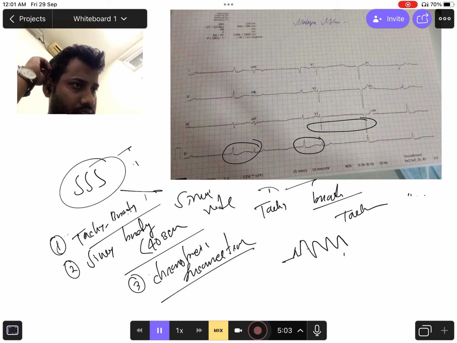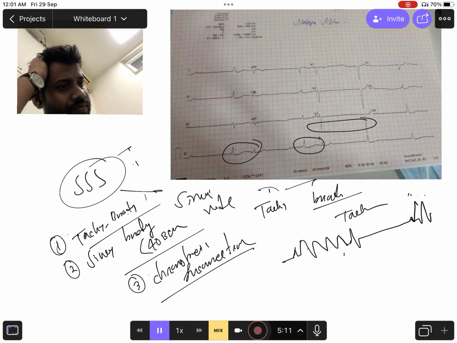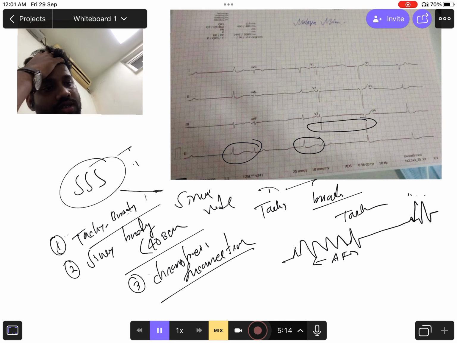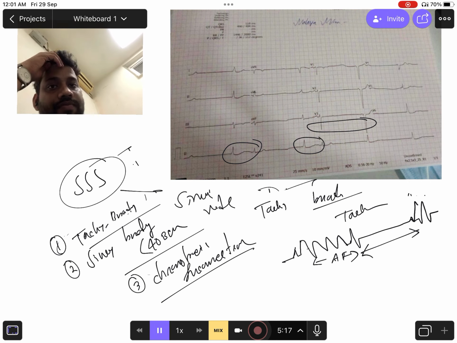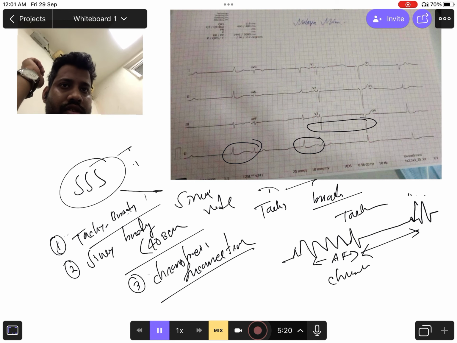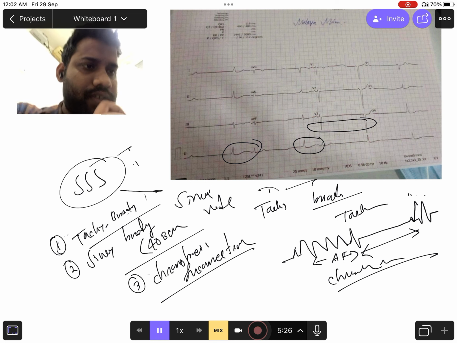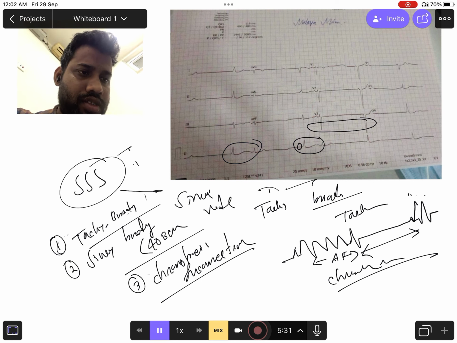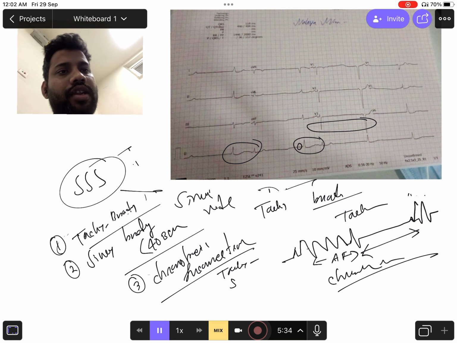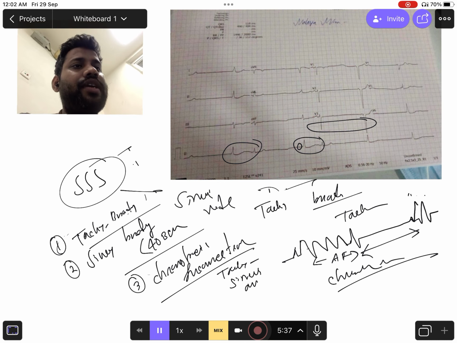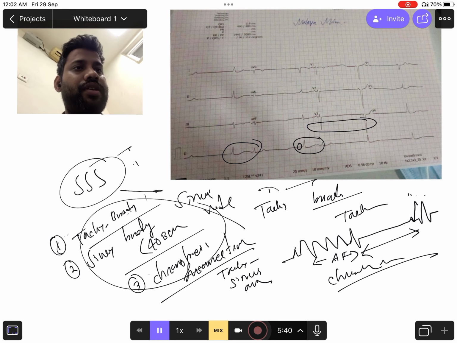Then suddenly she will have a long sinus pause. So this is atrial flutter, and then it is followed by a long sinus pause. So this is called chronotropic incompetence. But we see that there is no P wave in this disease. So this is a tachycardia with sinus arrest. This is a definitive class 1 indication for pacemaker implantation.